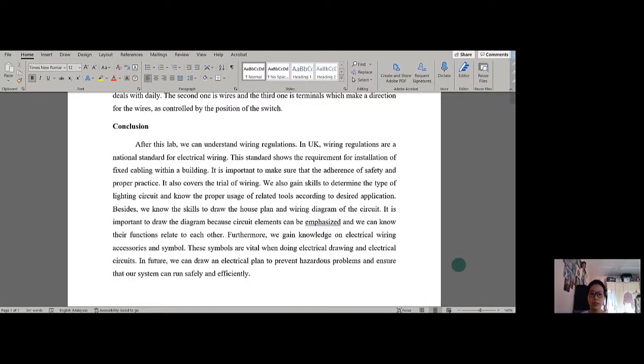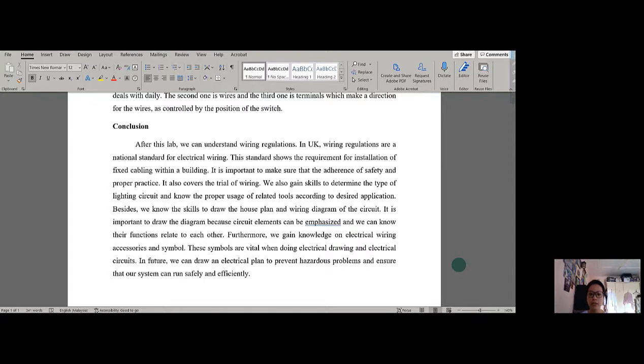Next is conclusion. After this lab, we can understand wiring regulations. In the UK, wiring regulations are a national standard for electrical wiring. This standard shows the requirements for installation of fixed cabling within a building. It is important to make sure of the adherence to safety and proper practice. It also covers the testing of wiring.